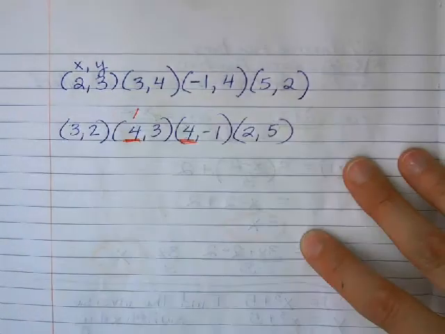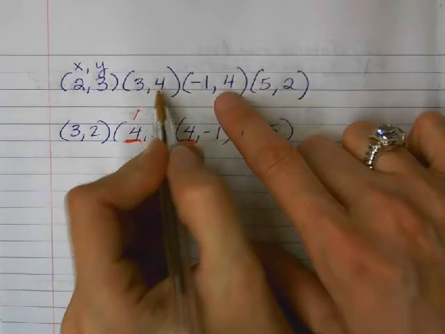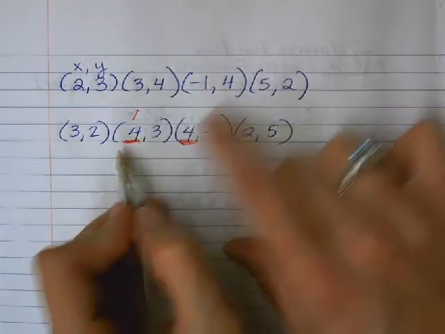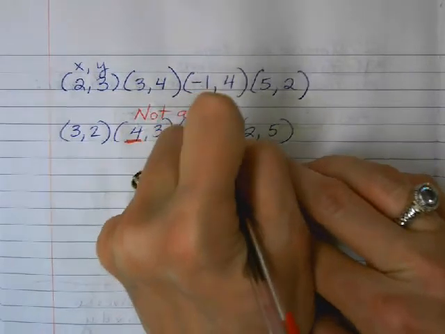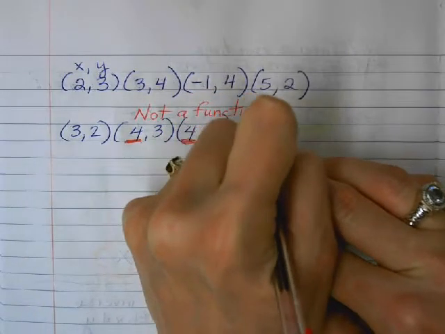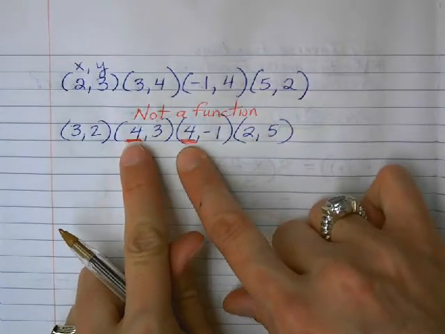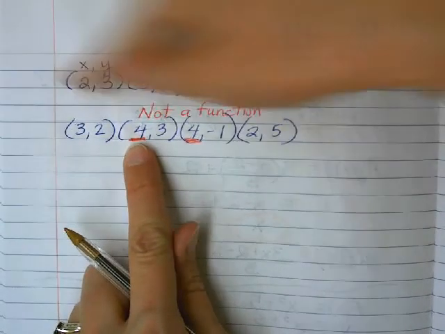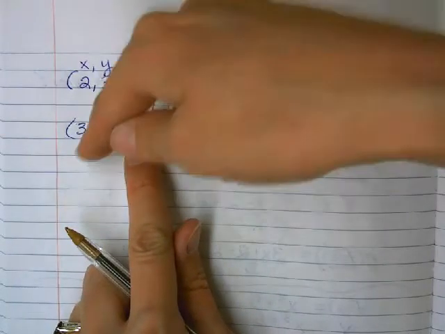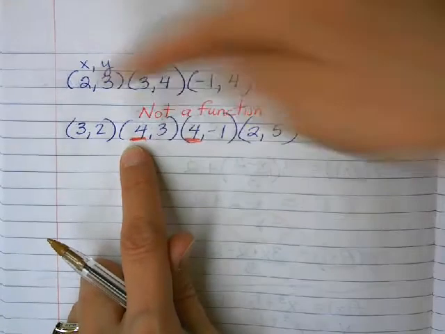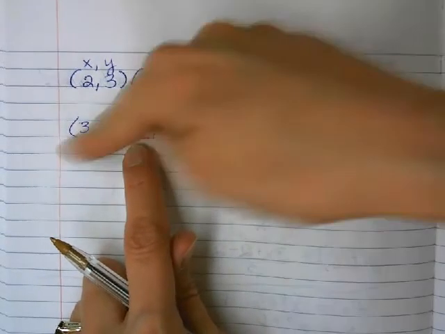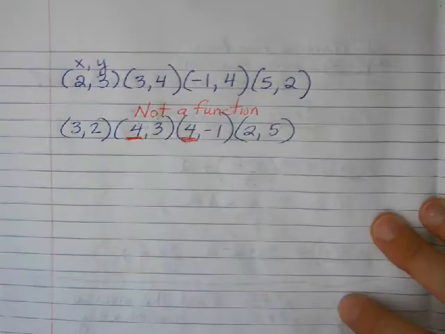So it's like the horizontal line test. You look at whether the y's are repeating up here, because if I switch it around, then this is not a function. It's not a function because it has these 4s that repeat. So this original one does not have an inverse function because that repeats.